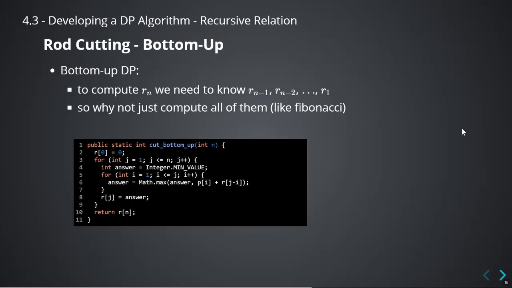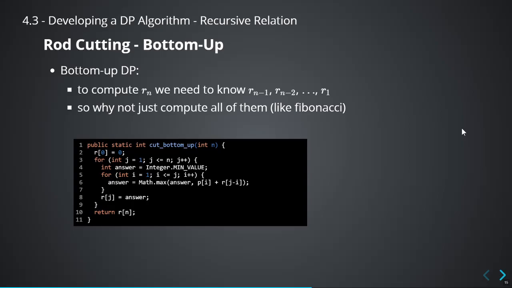So, what do we know? If I want to compute Rn, I have to know Rn minus 1, I have to know Rn minus 2, and Rn minus 3, and so on. I have to know R2, I have to know R1, because I'm going to split up the rod of length n to all these smaller lengths. So if I have to work out all of them, then why not just compute all of them like we did in Fibonacci?